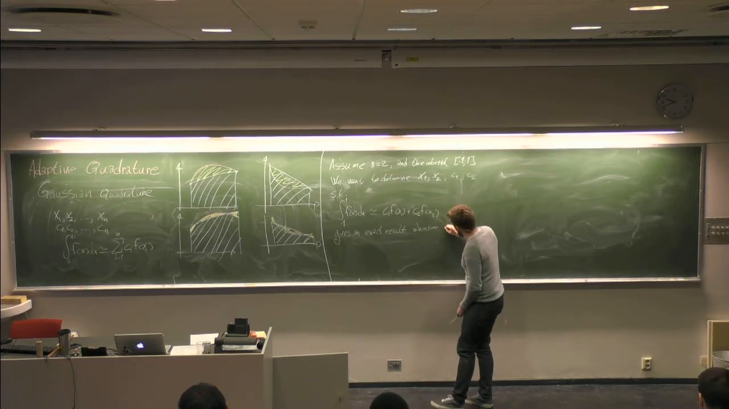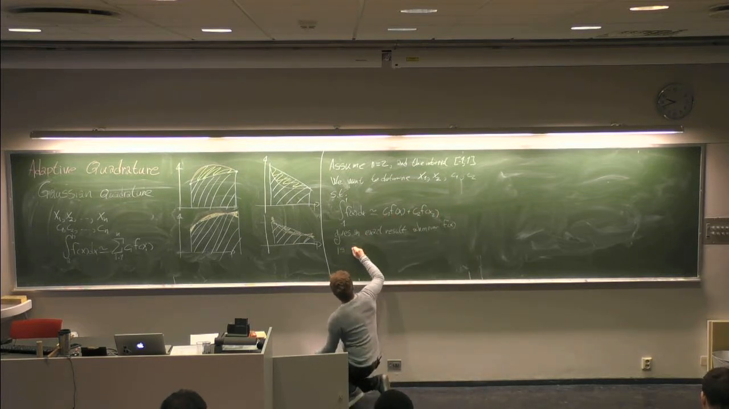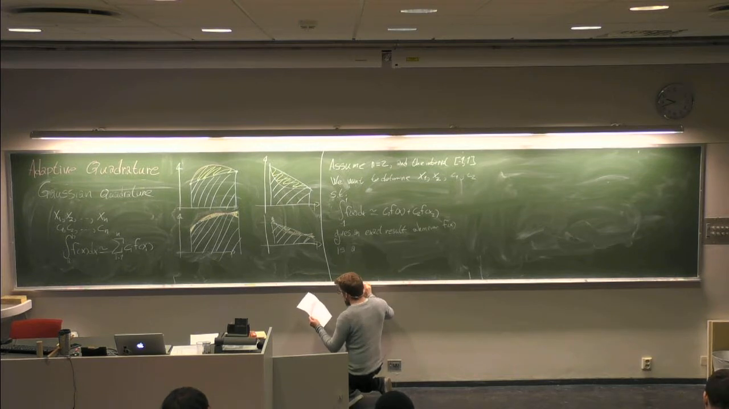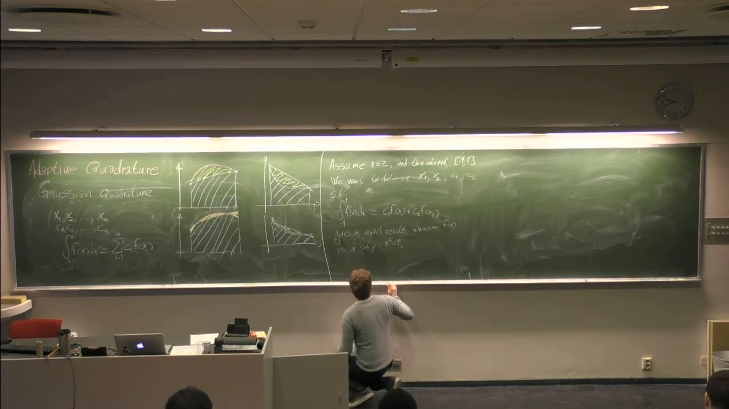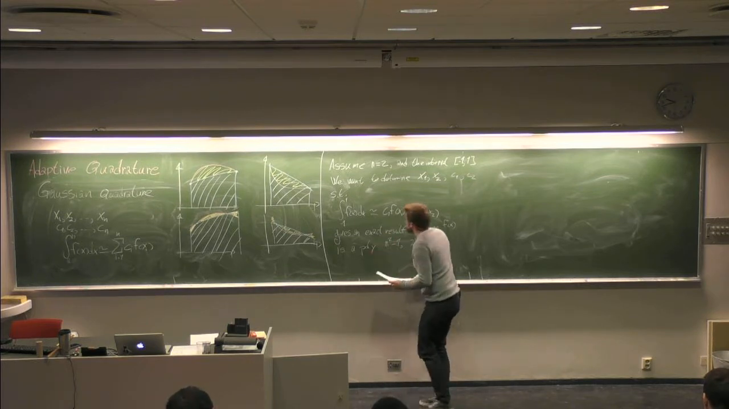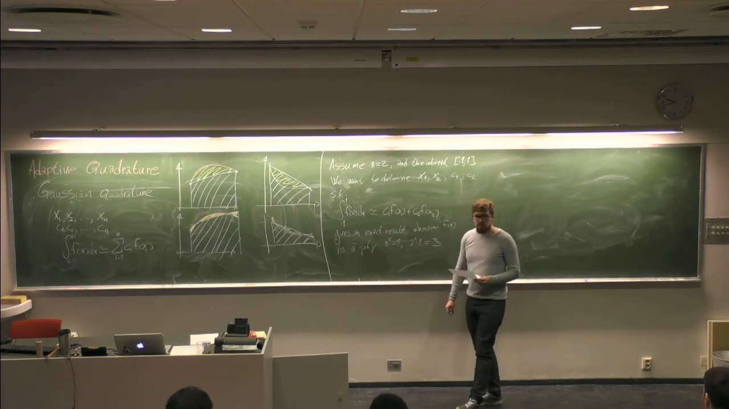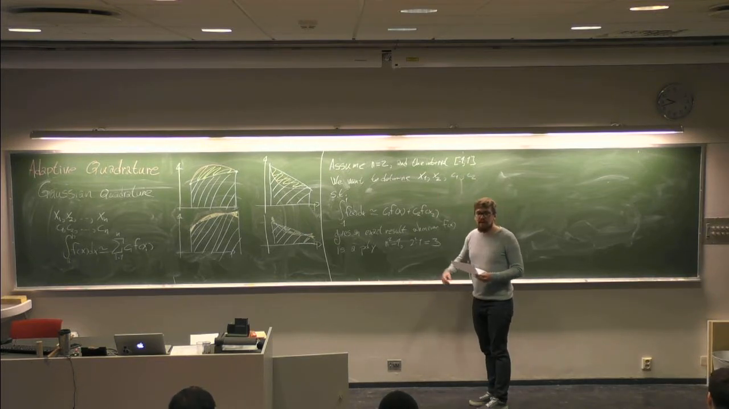Whenever this function f of x is a polynomial of degree 2n minus 1, which in this case is 2 times 2 minus 1, which is 3. So this is just the basic case where we have n equals 2. You can also have n equals 50, but it's going to be more difficult to solve for.